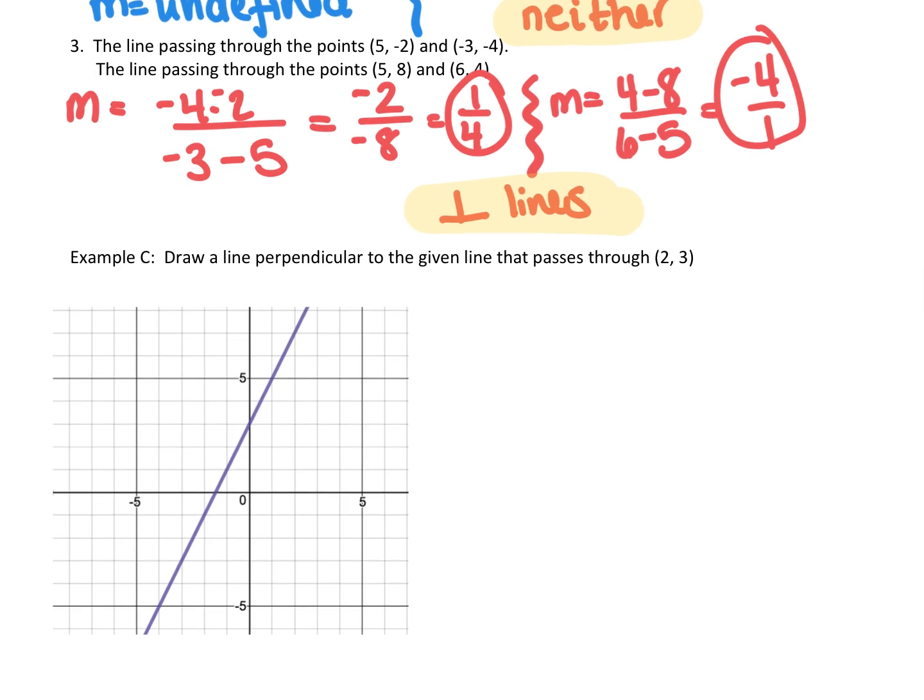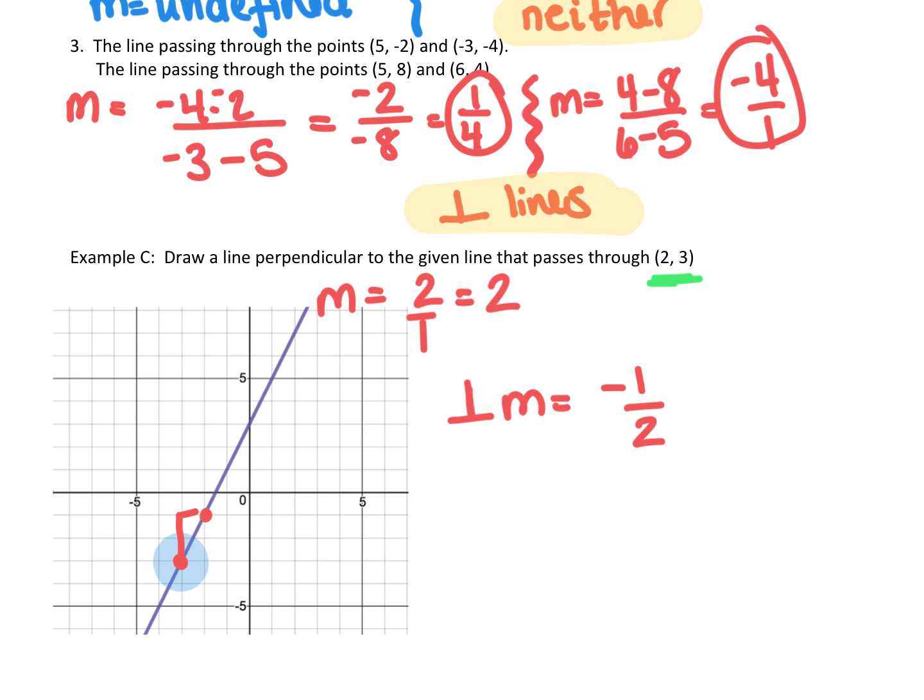The last example here says, draw a line perpendicular to the given line that passes through 2, 3. So if I needed to be perpendicular to this given line, I'm going to start by counting the slope of this line. So it intersects here and here. So it looks like up 2, right 1. So up 2, right 1 would be 2/1 or 2 for my slope. So the perpendicular slope needs to be the opposite and the reciprocal. So -1/2. It's going to be my new line. But it also needs to go through this ordered pair 2, 3.